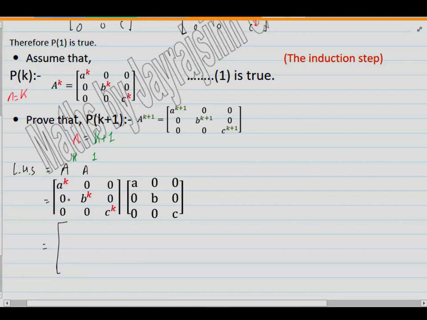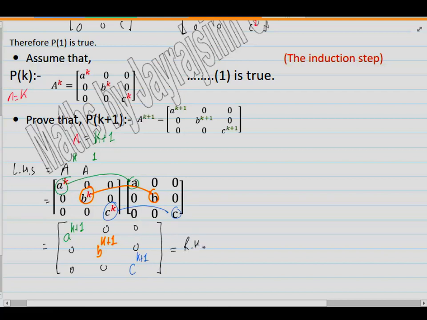We just have to multiply the respective diagonal terms to get the final answer. I mean to say a raised to k will multiply with a and it will give us a raised to k plus 1. Then b raised to k will multiply with b. So b raised to k, b raised to 1 will give us b raised to k plus 1. And finally c raised to k will multiply with c, which will give us c raised to k plus 1. Okay, the rest of the terms will be 0. Okay, so tada, as you can see, this is the right hand side that we want.